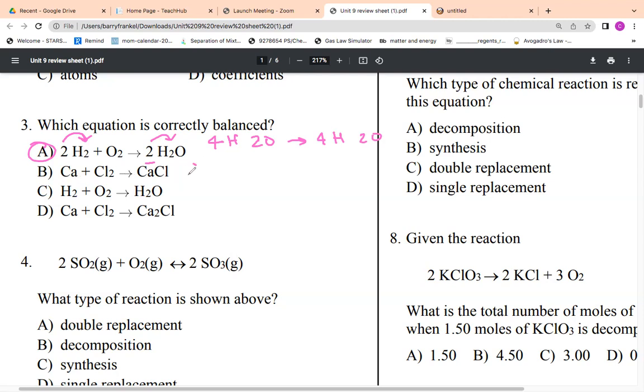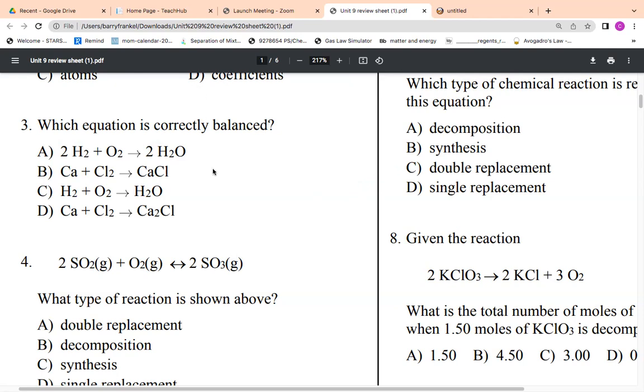So on this side, for choice B, we have 1 calcium and we have 2 chlorines. On the other side, we have 1 calcium, but we only have 1 chlorine. So that doesn't work. On this side, for choice C, we have 2 hydrogens and 2 oxygens on the reactant side. And then on the product side, we have 2 hydrogens, but only 1 oxygen. So that also doesn't work. And if you go through choice D, you'll also see that that doesn't work as well. It is not balanced. So we would want to go with choice A for number 3.